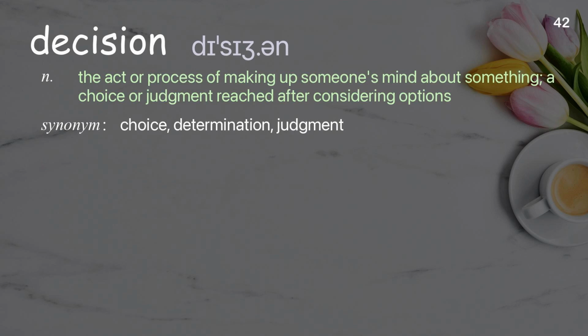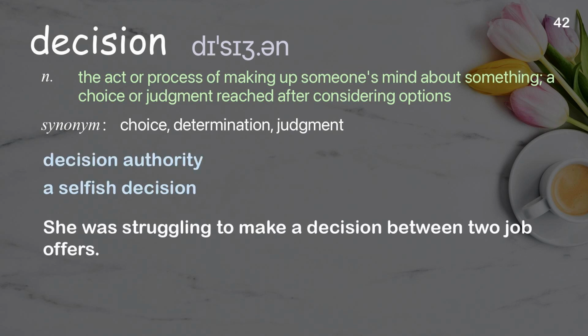Decision: The act or process of making up someone's mind about something, a choice or judgment reached after considering options. Examples: Decision authority. A selfish decision. She was struggling to make a decision between two job offers.